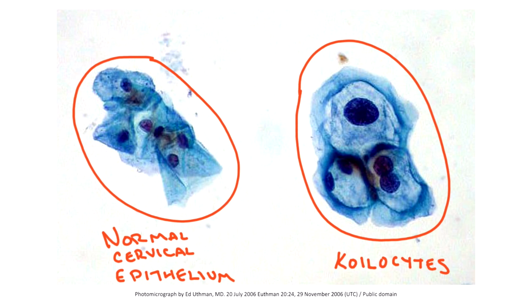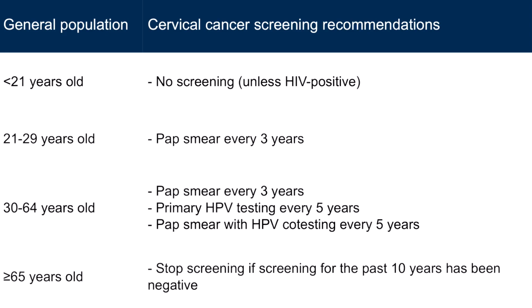Hence, presence of koilocytes on a pap smear suggests an infection with the human papillomavirus and warrants further investigation. In addition to knowing about the available screening modalities for cervical neoplasia, it is also important to know when screening is indicated and when it is not indicated.